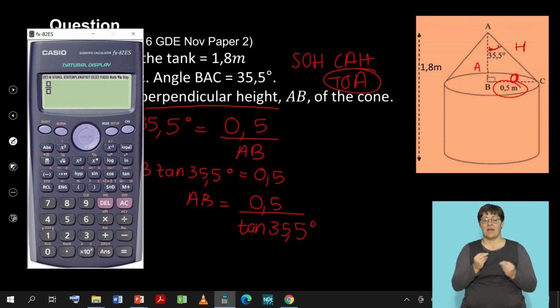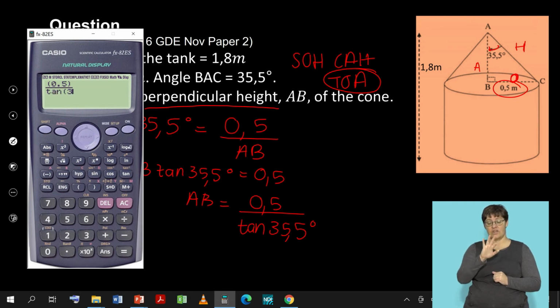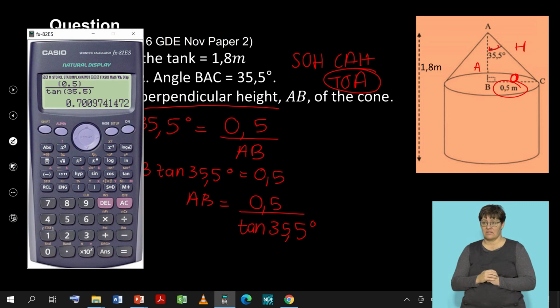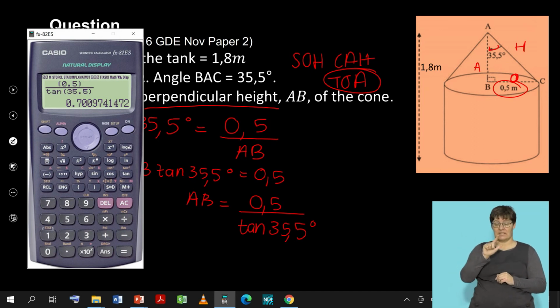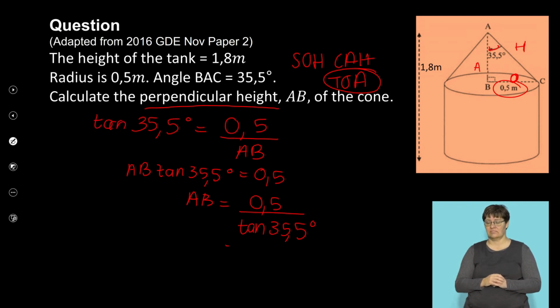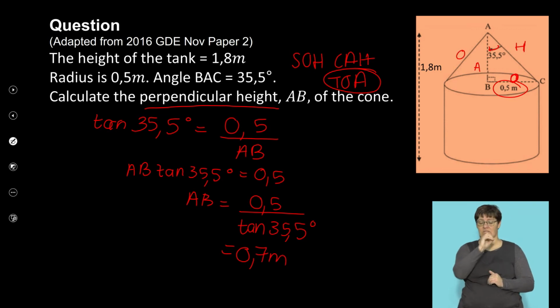So I've got 0,5 over, sorry that we can see we've got a bracket missing over there, 0,5 over tan 35,5 degrees, which is going to give me 0,7. We can see later on there's a 9 involved, but because I'm rounding to the second decimal place, I'm going to say that my perpendicular height is 0,7 meters. So we know this is 0,7. Great, guys, let's go on to the next question.